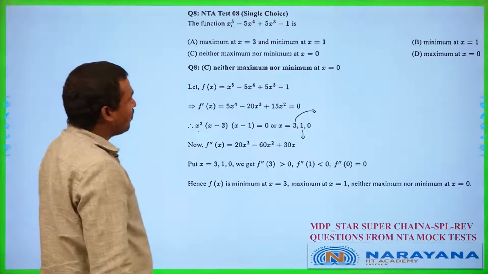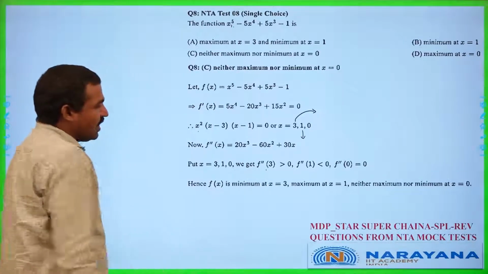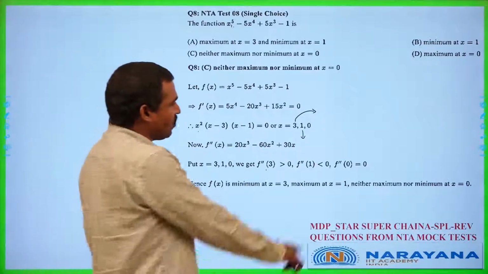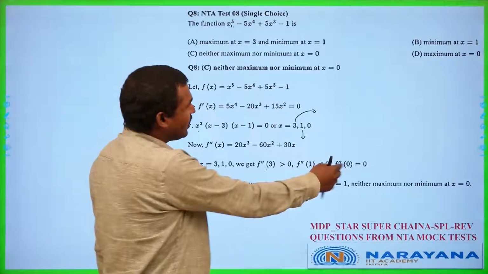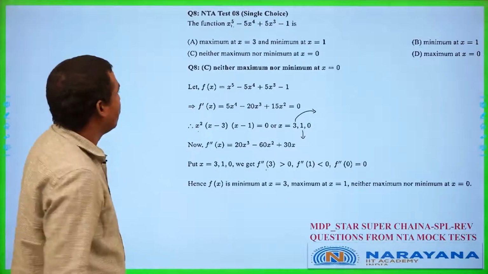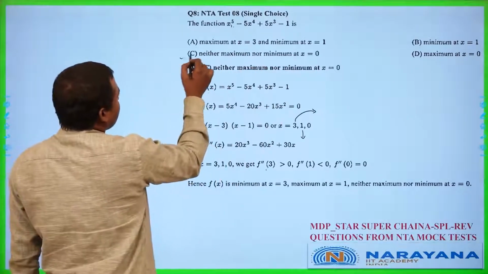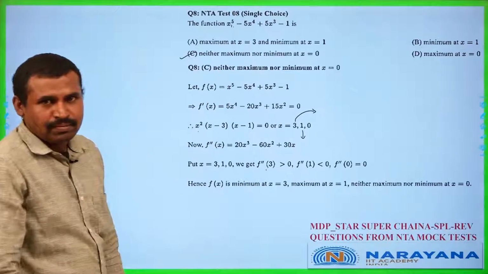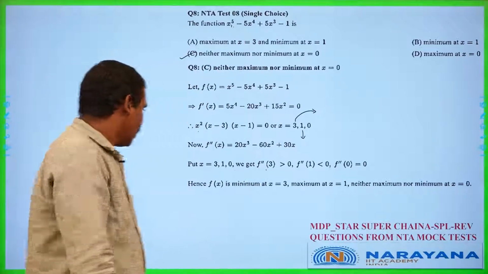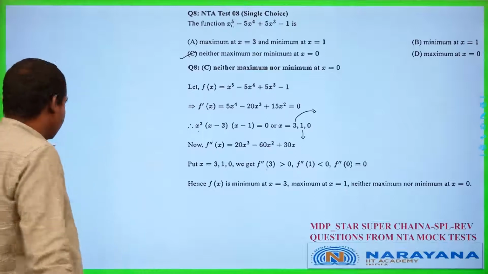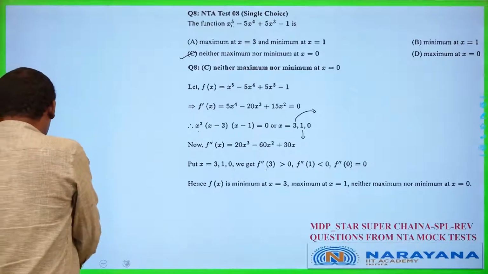So, f takes minimum value at x is equal to 3 and maximum value at x is equal to 1, and at x is equal to 0 it is neither maximum nor minimum. So, the option neither maximum nor minimum at x is equal to 0 is the correct option. Now, let us go to the next question.